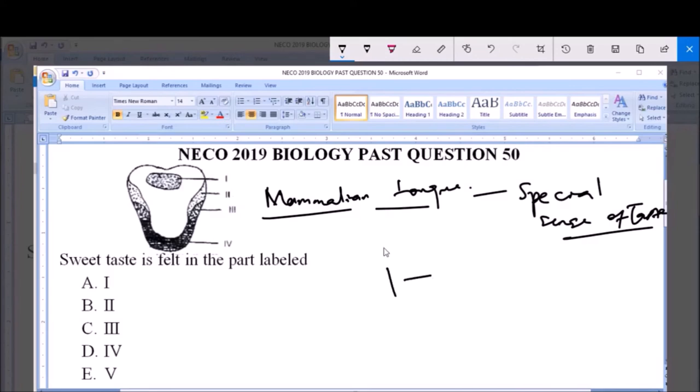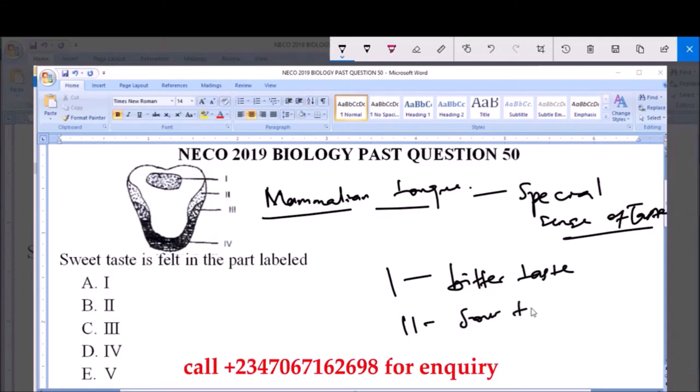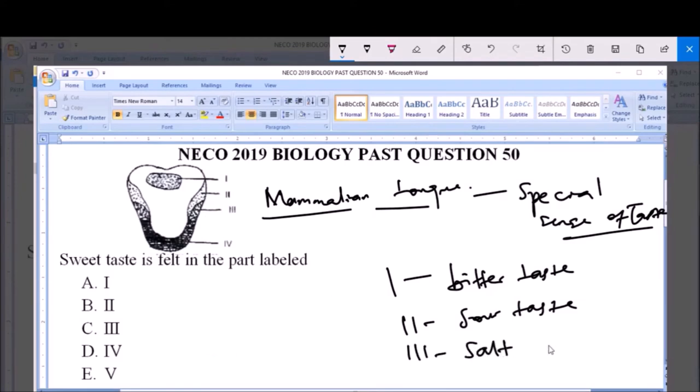Here, this area behind is for bitter taste. Then this one, close to the side and close to the back, is for sour taste. This one, at the side in the front, is for salt taste. And then the tip of the tongue here, in front, IV, is for sweet taste. So therefore, the answer to this question is option D. Sweet taste is felt in the part labeled IV, and that is option D.